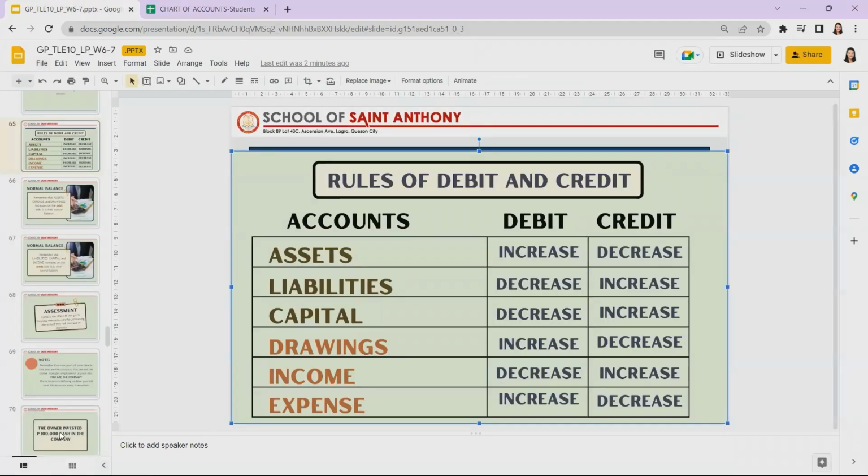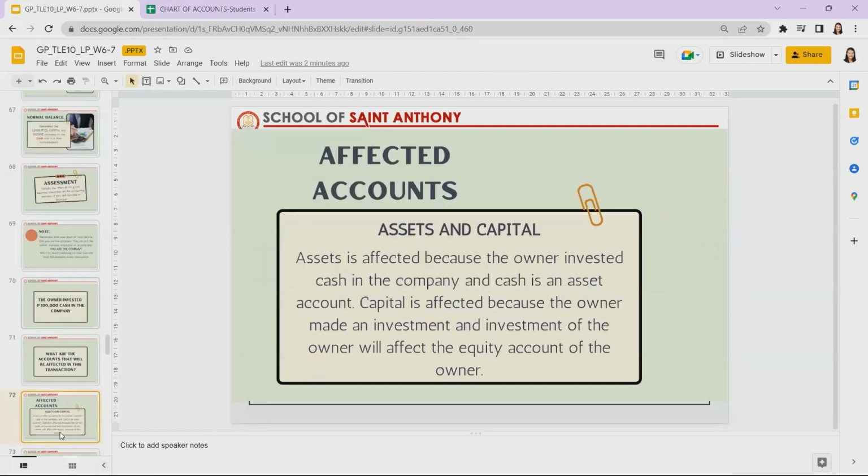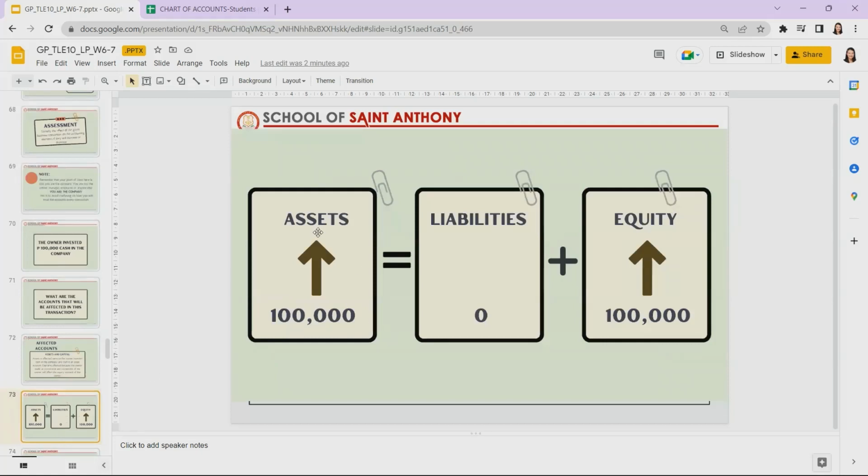Anong itsura niyan pag nilagay natin sa accounting equation? Ayan. Increase in asset, 100,000. Increase in equity, 100,000. Kung liabilities natin are not affected, so it's zero. So balance ang ating accounting equation. Assets is equal to liabilities plus equity. 100,000 is equal to 0 plus 100,000.